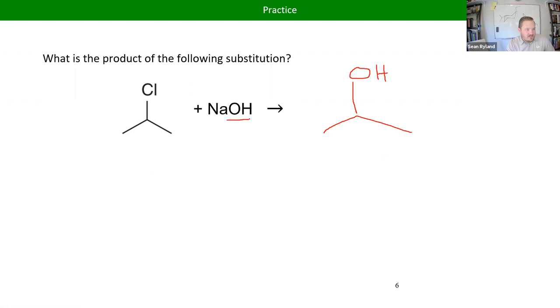Because the hydroxide here has a negative charge, right? And negative charges are going to be attracted to a positive charge. So a negative charge is a good nucleophile, because it's going to be attracted to a positive charge. And then our byproduct is just going to be, we still have the sodium ion floating around.